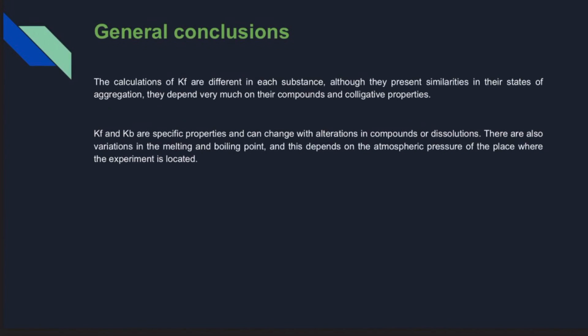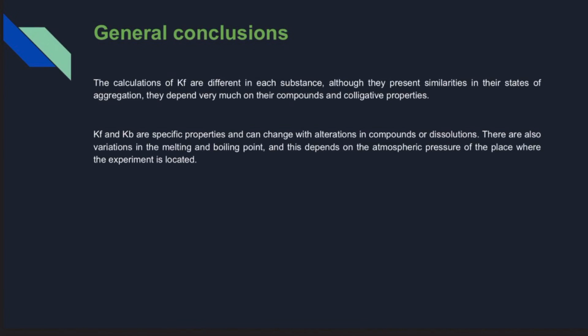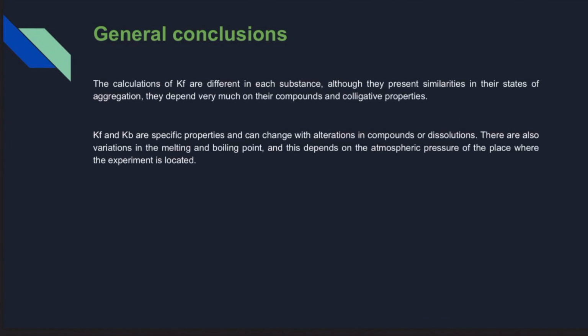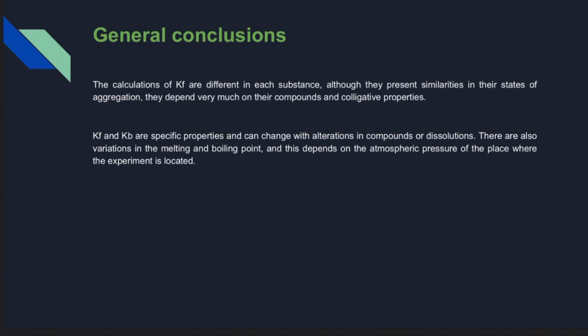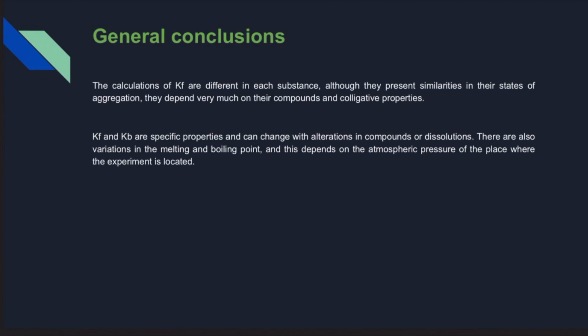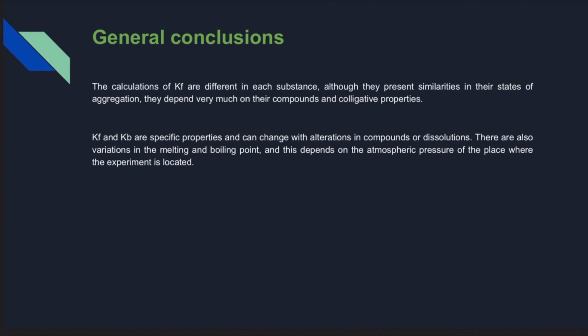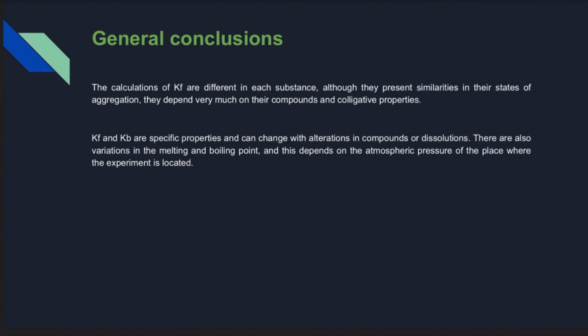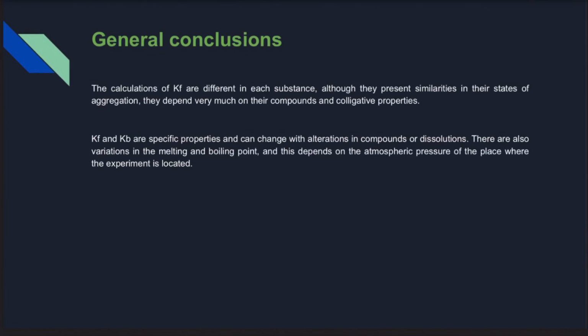General conclusions. The calculation of Kf is different for each substance, although they present similarities in their states of aggregation. They depend very much on their compounds and colligative properties. Kf and Kb are specific properties and can change with alterations in compounds or dissolutions. There are also variations in the melting and boiling point, and this depends on the atmospheric pressure of the place where the experiment is located.